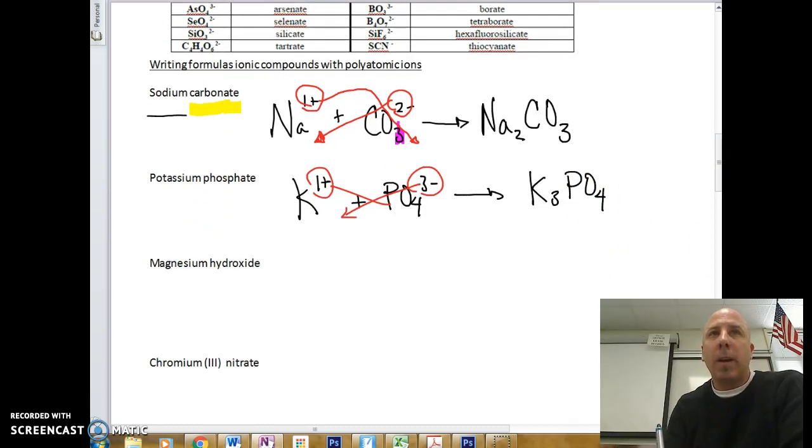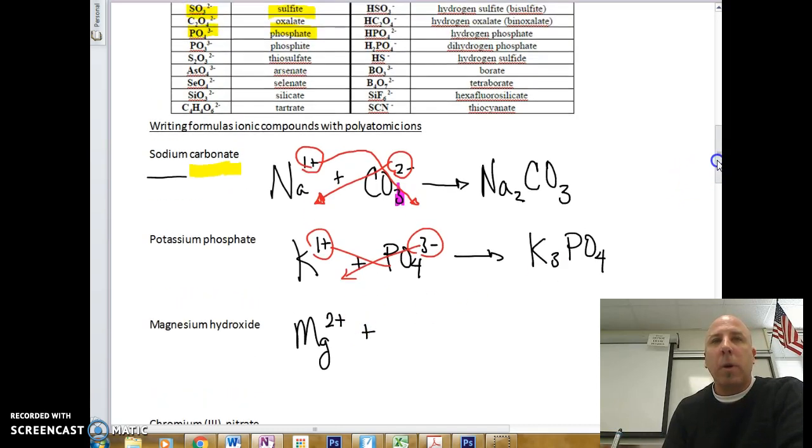Okay, now we come into our next problem, and there's an interesting thing that will happen here. We have magnesium hydroxide, and so let's go ahead and write down magnesium symbol, and it is a 2+ charge, as all alkaline earth metals are. And then the hydroxide polyatomic.